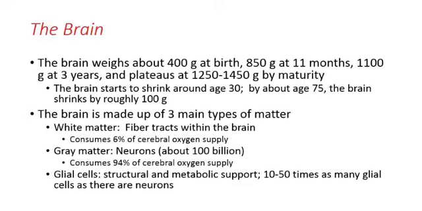The brain is made up of 3 different types of matter: gray matter, white matter, and glial cells. The white matter are those myelinated fiber tracts within the brain that we talked about earlier. White matter doesn't consume a lot of energy. It consumes only about 6% of the cerebral oxygen supply, but gray matter is where most of the oxygen consumption takes place. Gray matter consumes about 94% of the cerebral oxygen supply, and there's about 100 billion neurons in the gray matter. We talked about the glial cells earlier. As I mentioned, they provide structural and metabolic support, immunologic support, and there are about 10 to 50 times as many glial cells as there are neurons.